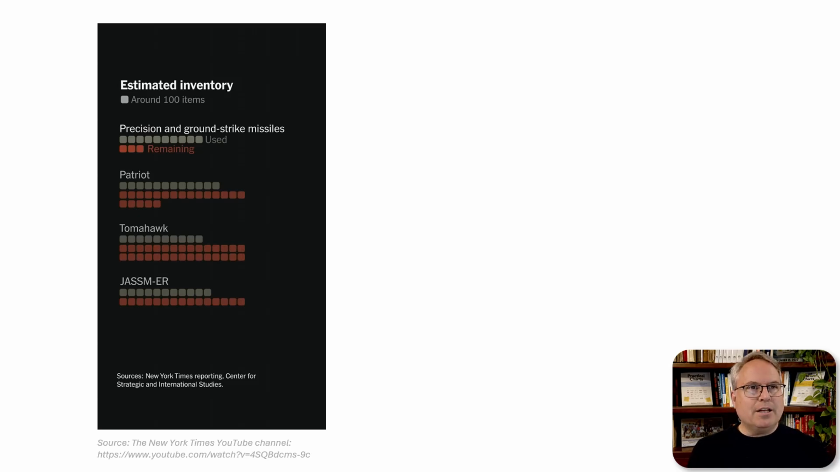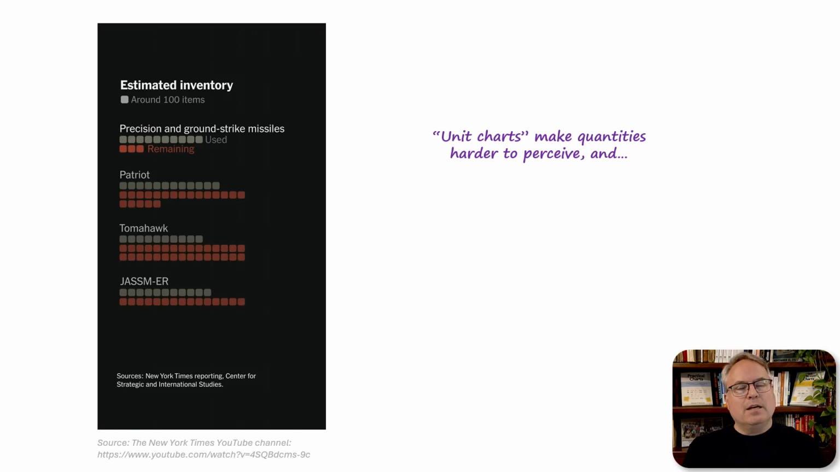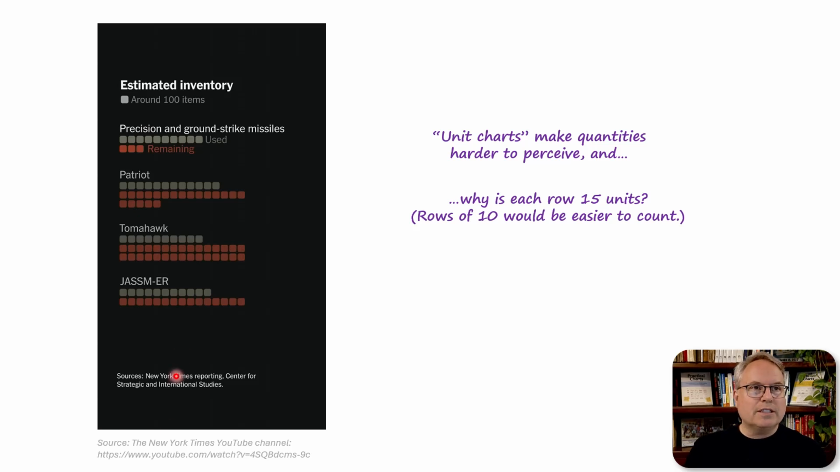And I didn't think it worked great for a couple of reasons. The first is that it's what's called a unit chart. In this case, each square represents actually 100 missiles. And so it's a little bit tough to perceive quantities. You've got to count squares and think, okay, each one is 100. You can certainly do it, but it's a little bit more cognitive effort. And for some reason, they decided to arrange the units in rows of 15. If you were to count these, it'd be 1, 2, 3, 4, 5, 6, 7, 8, 9, 10, not 15, which again just makes it a little bit tougher to perceive.